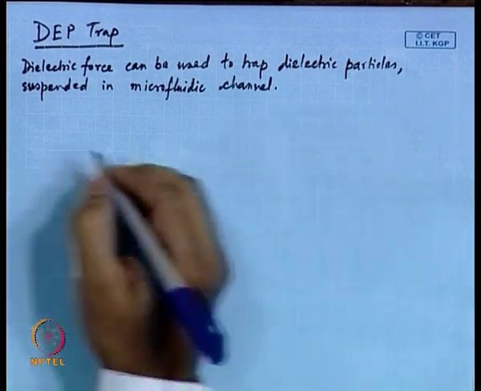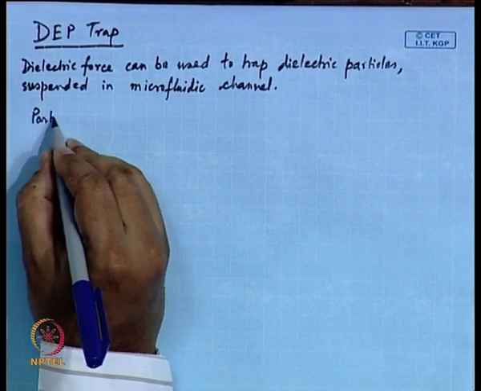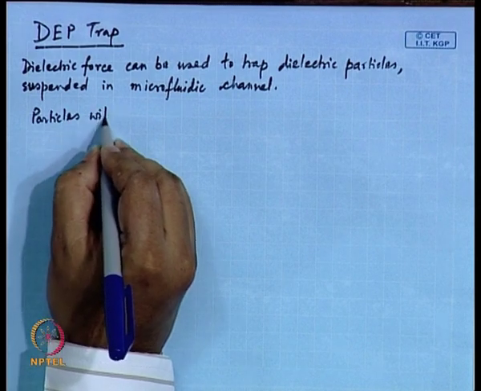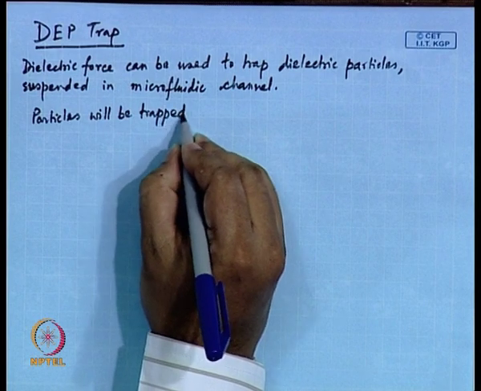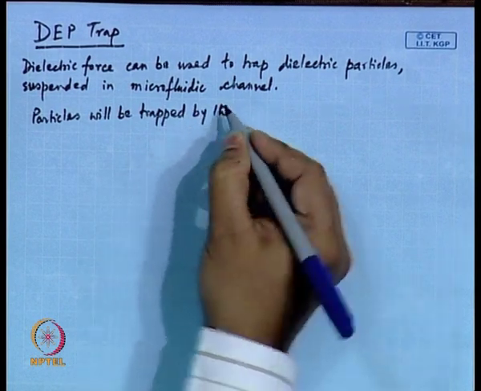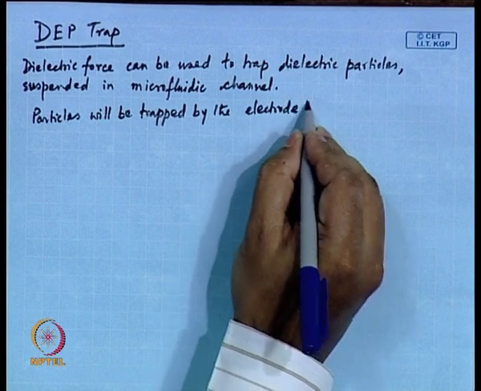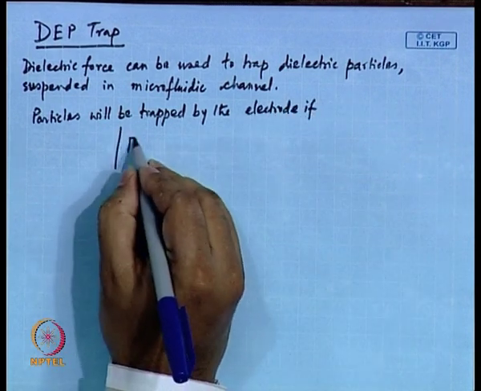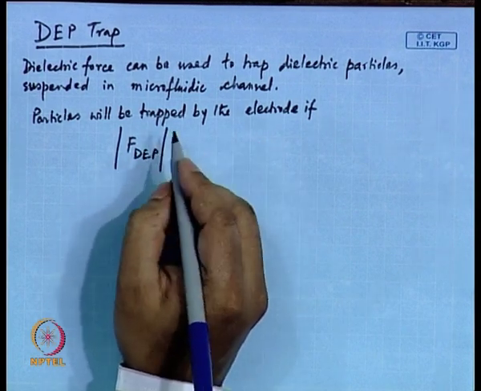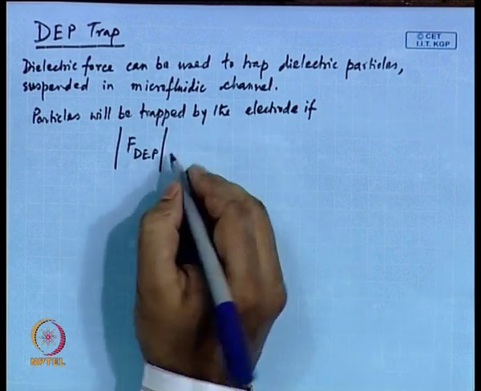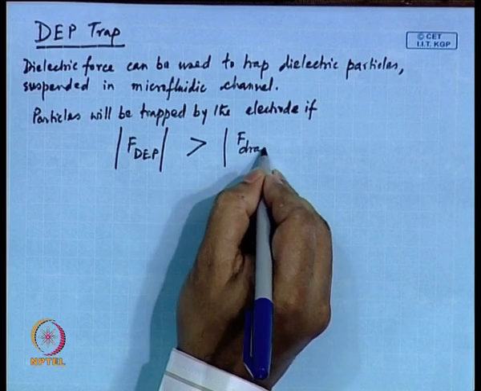Now, you say that these particles will be trapped by the electrode if mod of FDEP is greater than the drag force. FDEP is that P dot delta E that we already described.